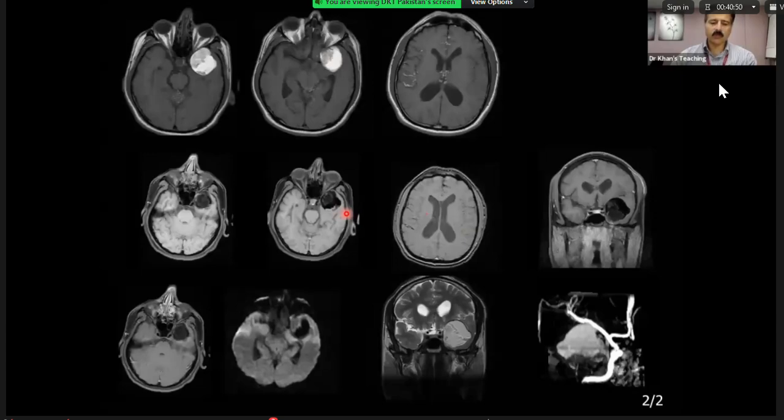Pathology gives you radiology. Lipoma is all fat. It will be 100% fatty signal. Lipomas are considered choristoma, as in a hamartoma, just like a hamartoma in the chest.